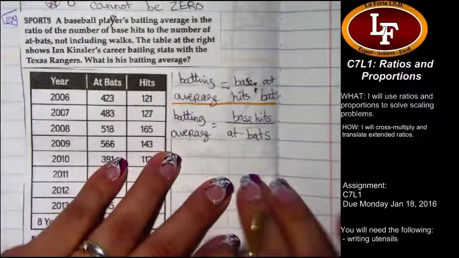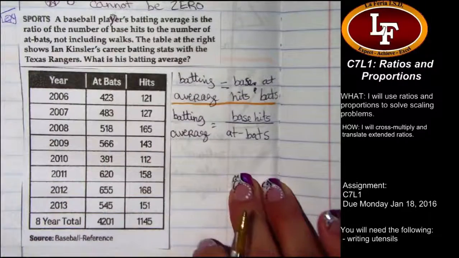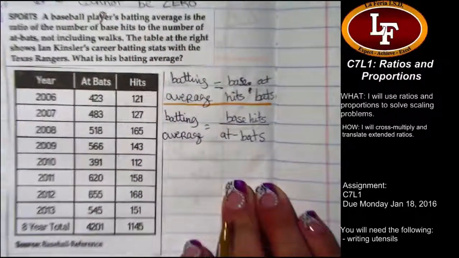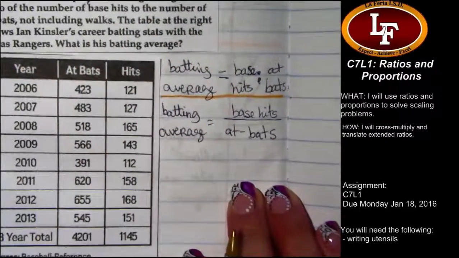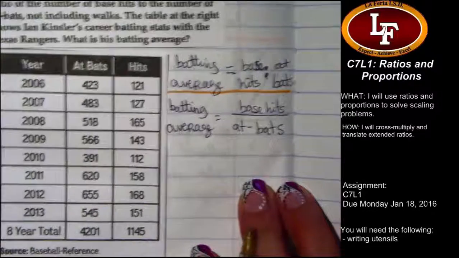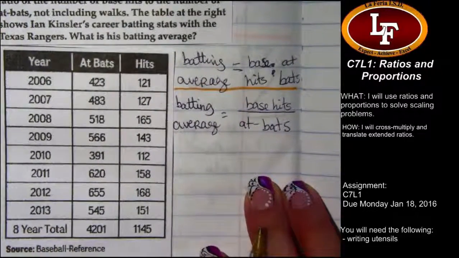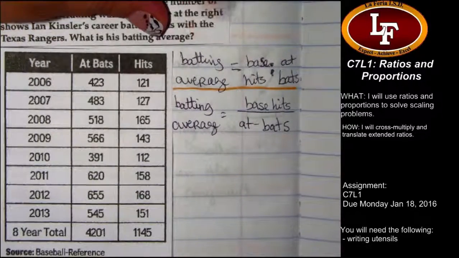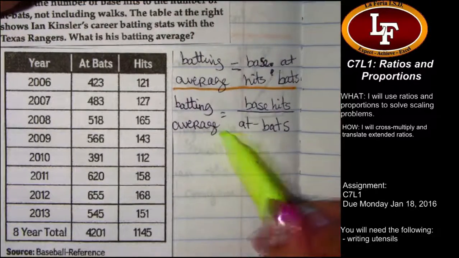And so now it becomes super clear to my brain. Duh, I'm supposed to be dividing here. The batting average is the number of base hits divided by the number of times he was actually up there trying to hit the ball. All right, so let's do our substitution then.